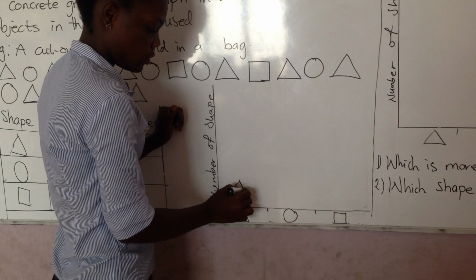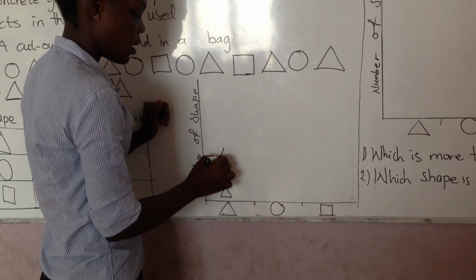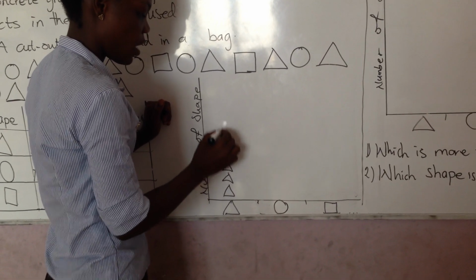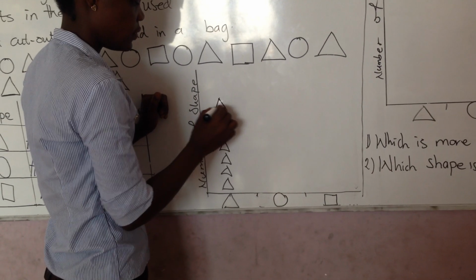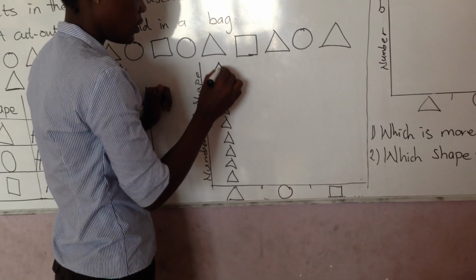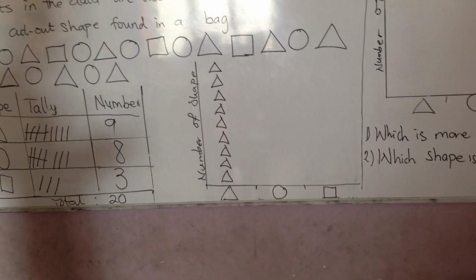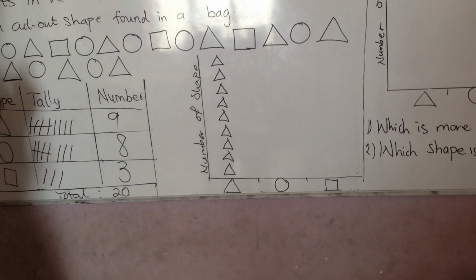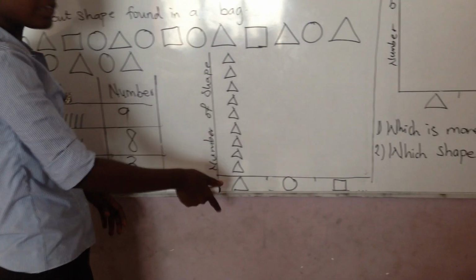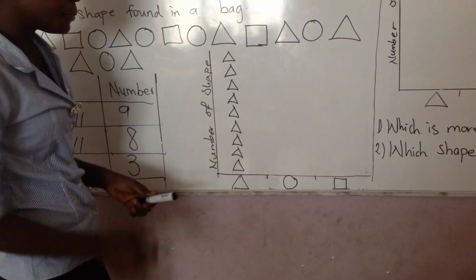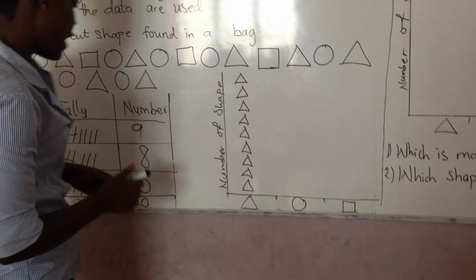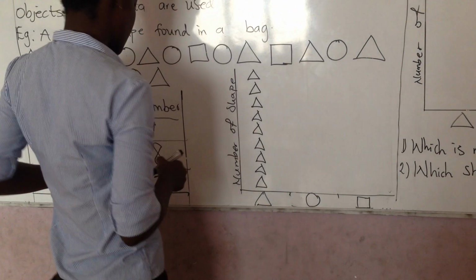1, 2, 3, 4, 5, 6, 7, 8, 9. So you draw 9 triangles. The actual object that you use in the data, that is what you are going to use for the concrete graph. The next shape is circle. So the circle, we have 8 circles.